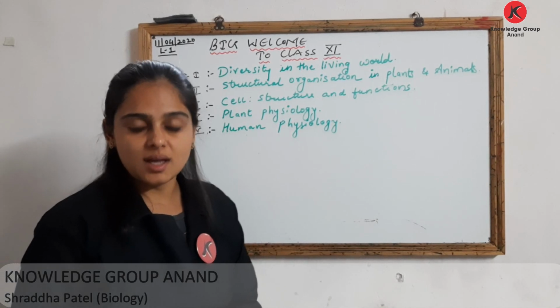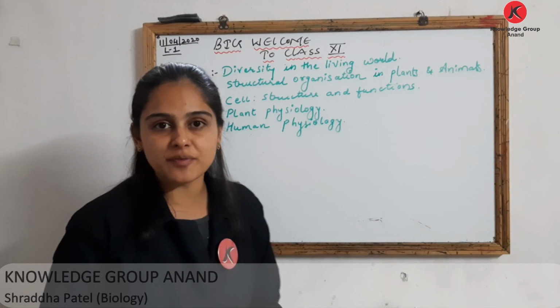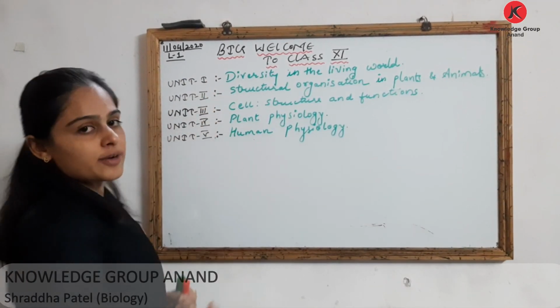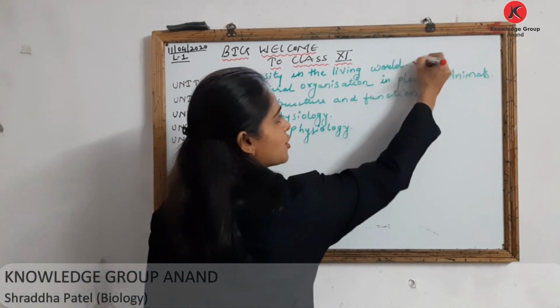Myself, Shraddha Patel. In biology section, we have to study total 22 chapters which are divided into 5 units. Okay, so this is your unit 1, 2, 3, 4 and 5. Unit 1 is diversity in living world. This is your first unit.